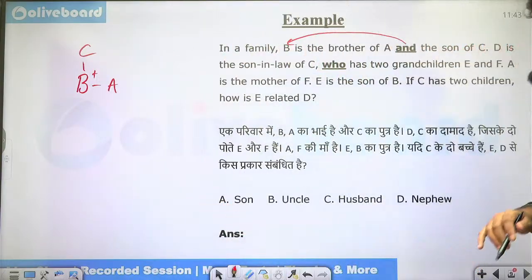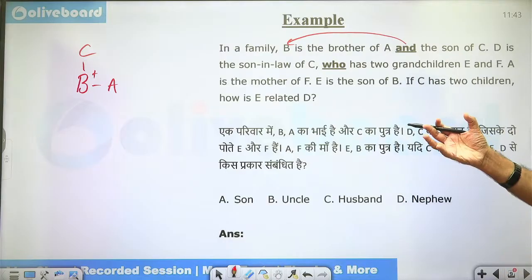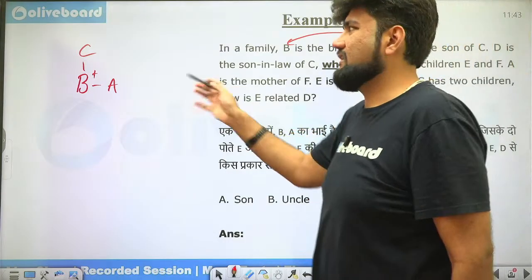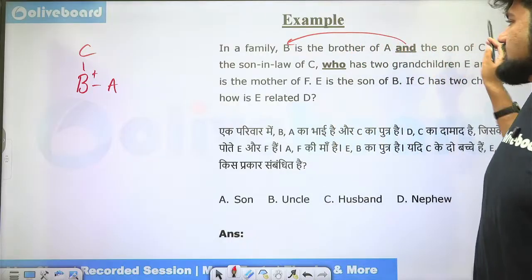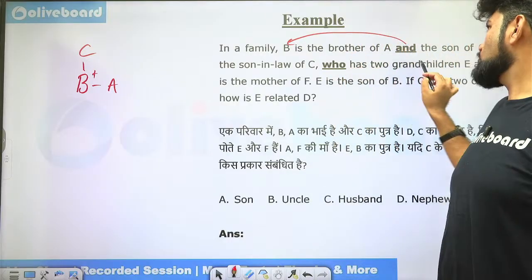Next, D is the son-in-law of C. Now we don't know whether A is the daughter of C, whether C has another daughter, so we will not plot it as of now. D is the son-in-law of C, who has two grandchildren E and F.